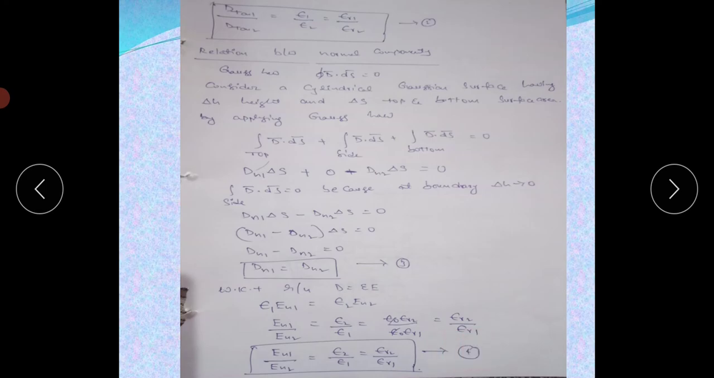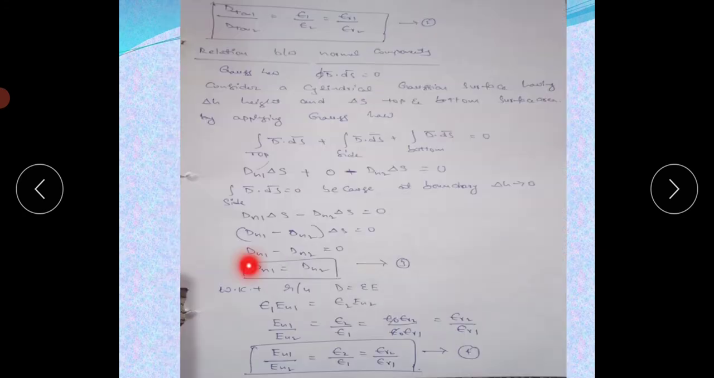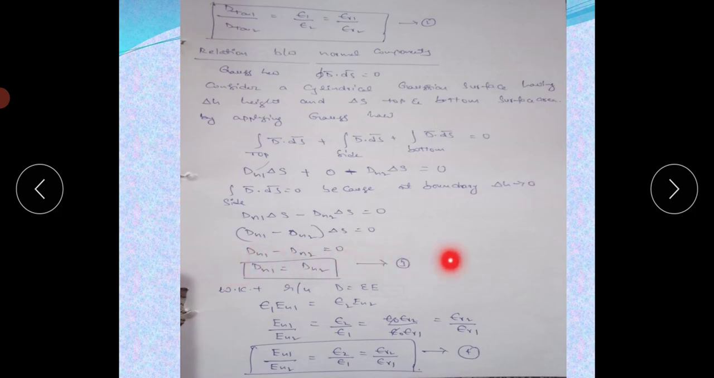So these are the 4 boundary conditions; this is the 4th one. First boundary condition: Etan1 equals Etan2. Second: Dtan1 by Dtan2 equals epsilon 1 by epsilon 2, or epsilon r1 by epsilon r2. Third: Dn1 equals Dn2. Fourth: En1 by En2 equals epsilon r2 by epsilon r1. From the first and third boundary conditions, we can say that at the boundary the tangential components of electric field intensities are the same and the normal components of electric flux densities are the same.